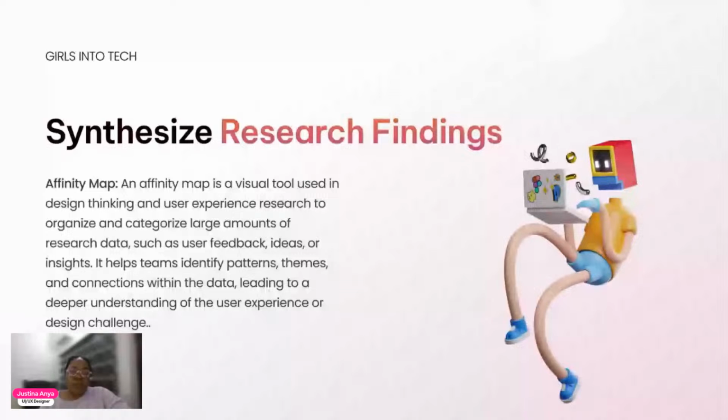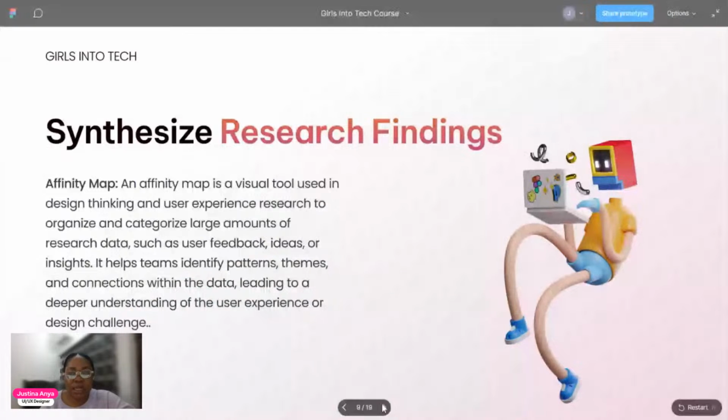Miro, and then FigJam, which is within Figma, right? So if you signed up to Figma on Tuesday during the class, you would have actually seen that. So let's proceed, please. That's for synthesizing your research findings. So that's how you actually do that. From there, you can start prioritizing what features you want to build into your product first, and you can plan out how you want to build your features, right?